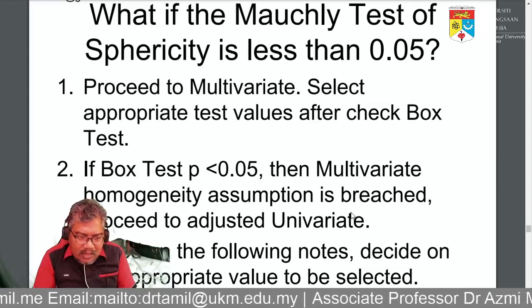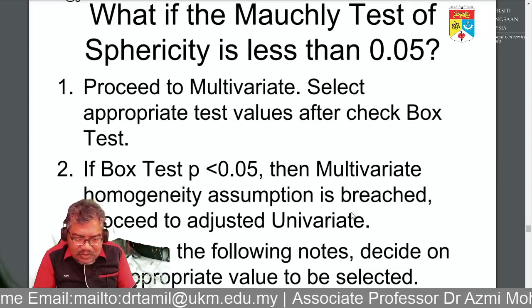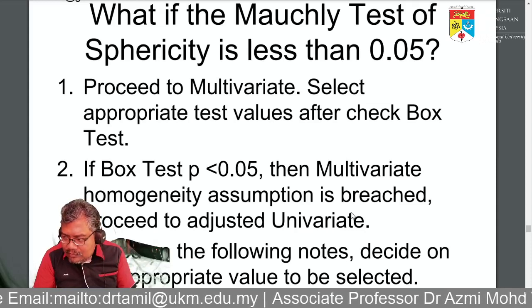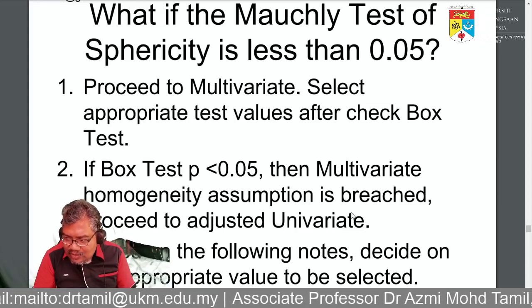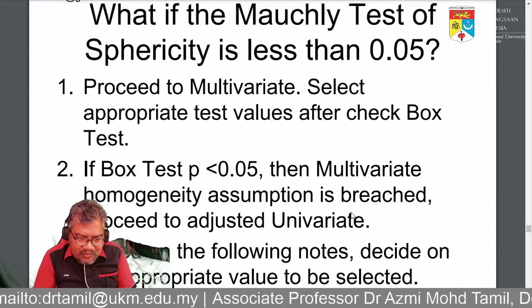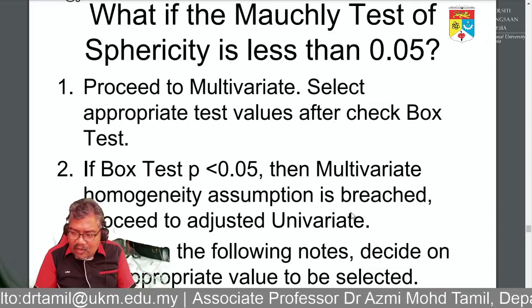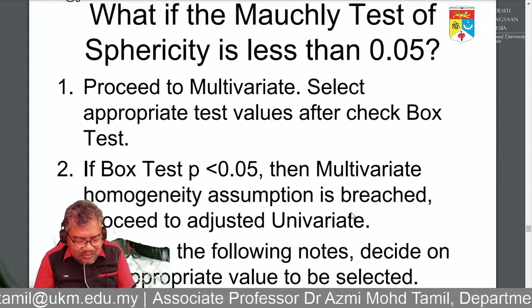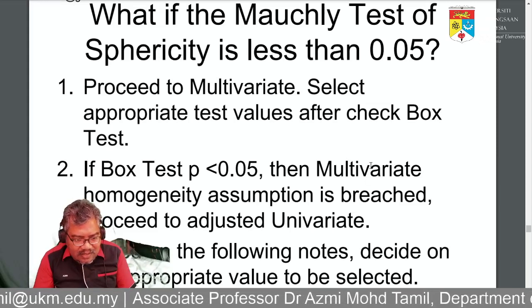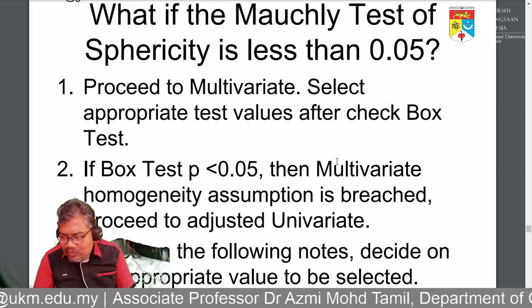If the Box test is less than 0.05, then the multivariate homogeneity assumption is breached. You proceed to adjusted univariate. So for adjusted univariate, you got three. We have Greenhouse-Geisser, you have Huynh-Feldt, and you have the lower bound. So which one to use?